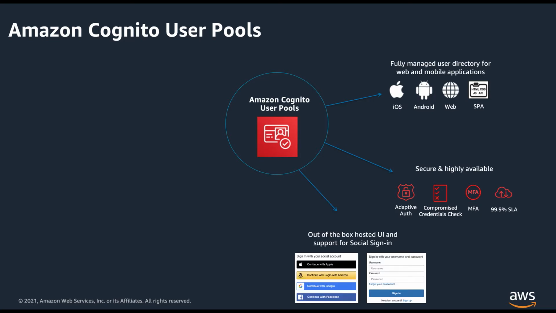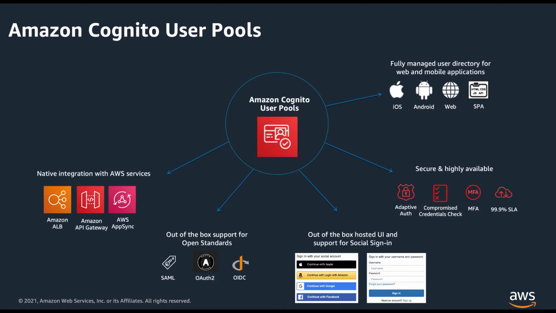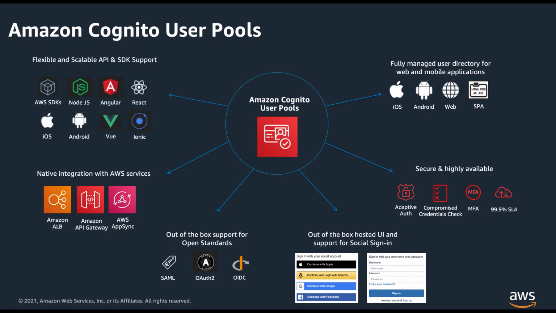It also offers you hosted sign-in and sign-up pages and native integration with social providers like Apple, Amazon, Google, and Facebook. It supports open standards like Federation to SAML and OpenID Connect providers, plus offering the OAuth 2 authorization code grant type and client credentials grant type for your applications. And as part of the overall ecosystem, it plays well and works well with other AWS services. For example, Application Load Balancer and API Gateway have native support to Amazon Cognito. And finally, Cognito User Pool is a set of building blocks. So it offers you a flexible set of APIs and SDKs in different languages that allows you to build on top of these building blocks.